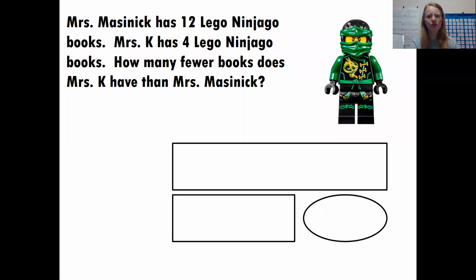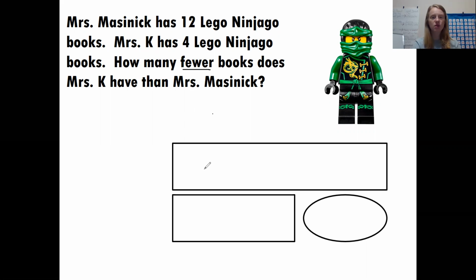Okay, so we need to figure out, what is this story asking us? Well, we want to know how many fewer books I have than Miss Masonic, right? So whose box is going to be longer? If we were making a tape diagram with the circles that hold all of our Lego Ninjago books, who has the most Lego Ninjago books? Miss Masonic. So Miss Masonic has the long box, so I'm going to label that, okay? I have fewer books than Miss Masonic, so I'm going to put a K next to my box, okay?